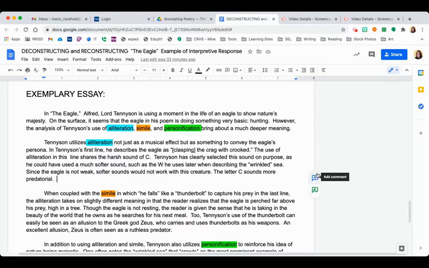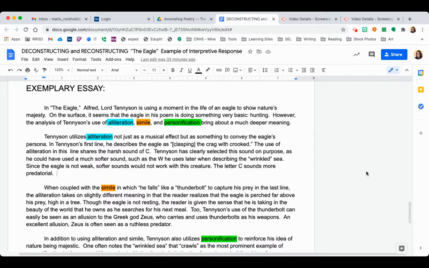All of that is commentary. That's why I chose this moment of alliteration. It wasn't, ooh, look, there's alliteration. It's this alliteration is there on purpose. And now I'm describing its purpose. The letter C sounds more predatorial. That is the eagle's persona.